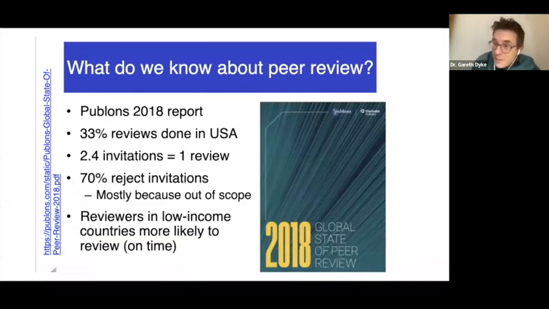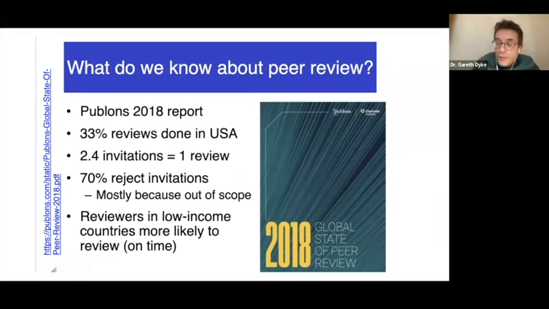Now, here's a few things that we know about peer review. I know this is a little bit out of date, but there really hasn't been an updated international survey of all-encompassing global behavior in peer review since this Publons 2018 report. And this Publons 2018 report showed that about a third of peer reviews done around the world in 2018 were performed in the USA. Of 2.4 editorial invitations that journals sent out to peer reviewers, 1 review was received.